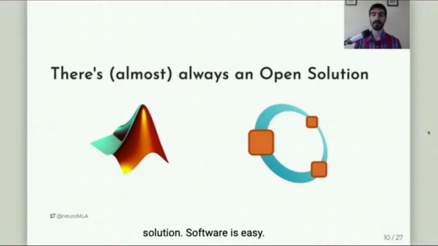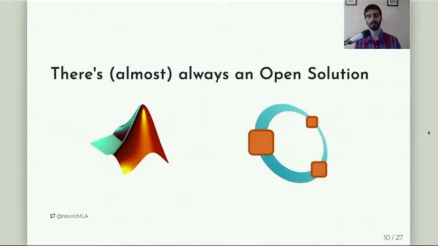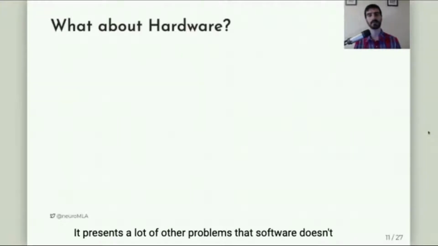And software is easy, you might say. There's a lot of community around software and there's a lot of history of open source projects that are successful and broadly used. But what about hardware? Hardware is difficult. It presents a lot of other problems that software doesn't have to deal with.